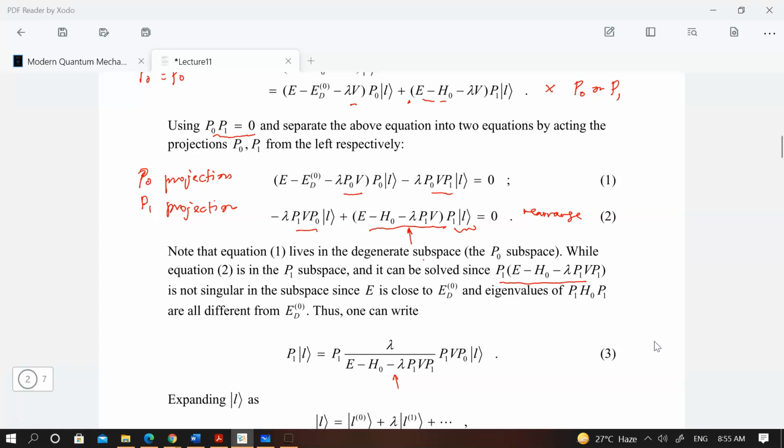And the projection P1 over here you can multiply, because of the same property, P1 squared equals P1. So this will give you P1 because of P1 squared equals P1, but here you multiply P1 onto this equation, which is coming from this particular term.